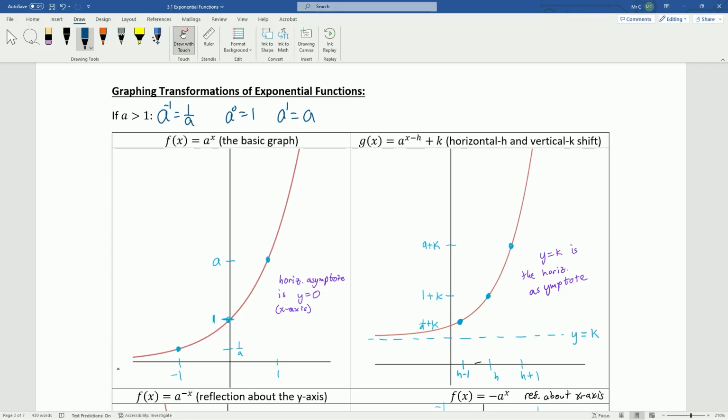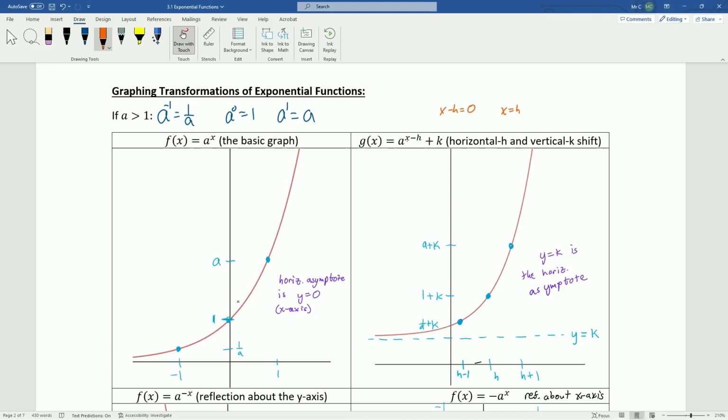Okay, so with that being said, once we understand the basic graph and we know how to graph these 3 key points, then all of the transformations are going to work the same way as they do for every other graph. So for a to the x minus h plus k, we look at our input, x minus h, set it equal to 0 and solve it. That's x equals h. So this is a shift right by h. And then plus k shifts us up by k.